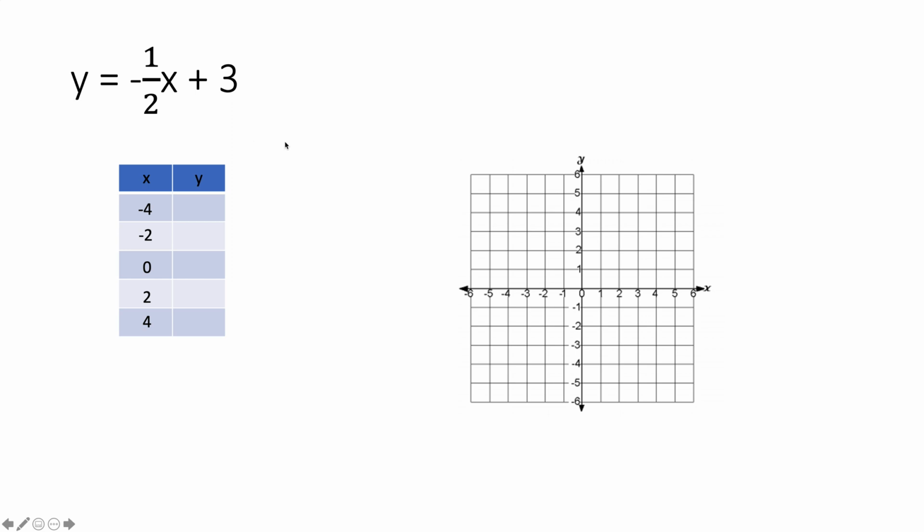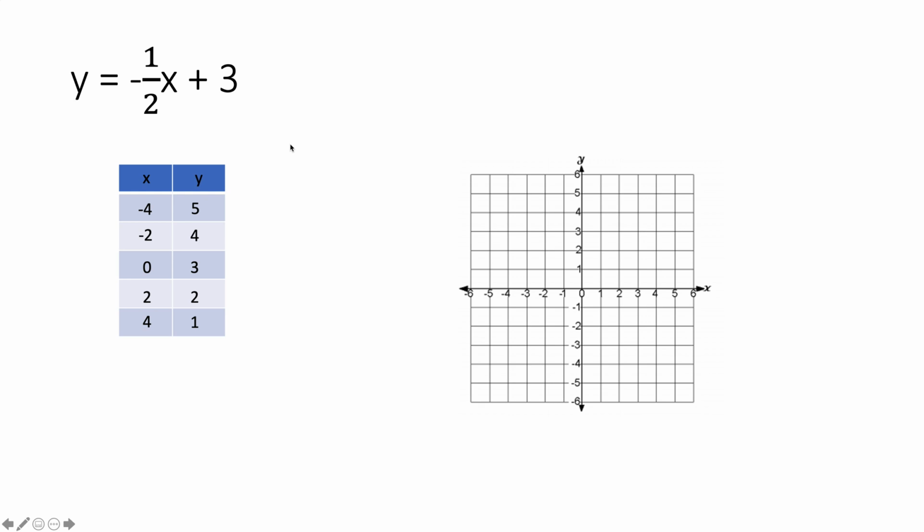So -1/2 times -4 is going to be 2 plus 3 is 5. -1/2 times -2 is 1 plus 3 is 4. -1/2 times 0 is 0 plus 3 is 3. -1/2 times 2 is -1 plus 3 is 2. And -1/2 times 4 is -2 plus 3 is 1.